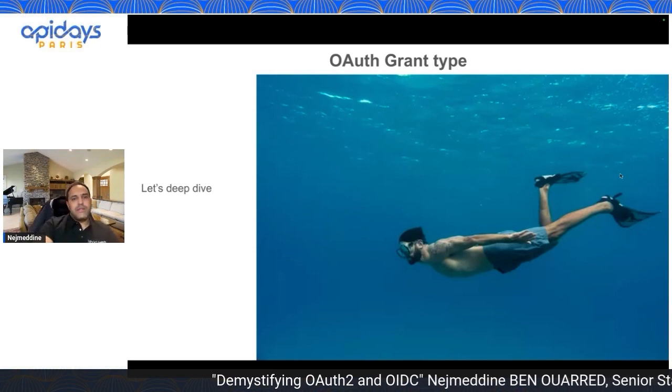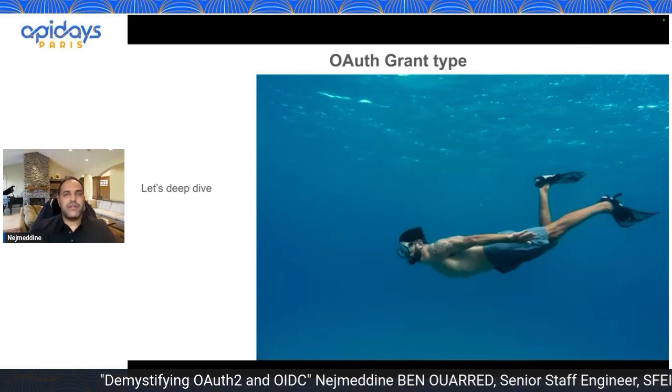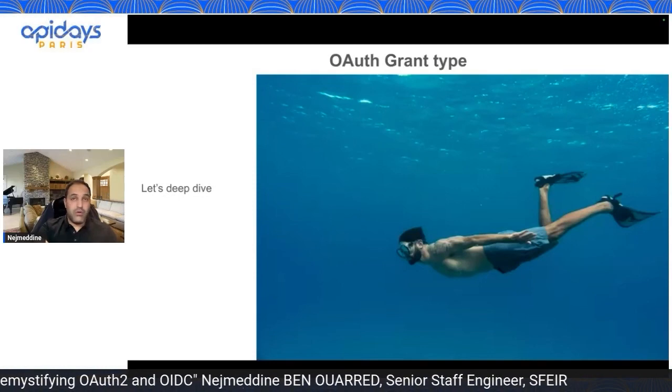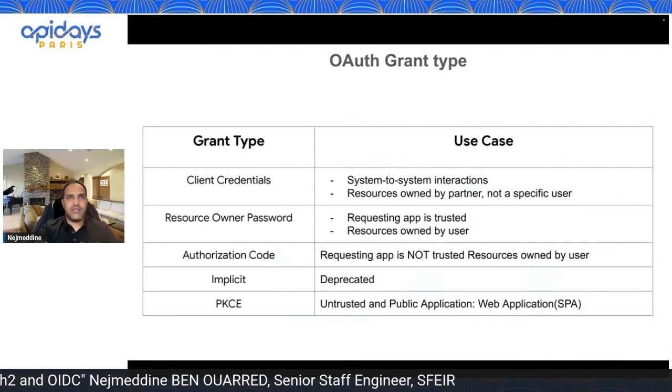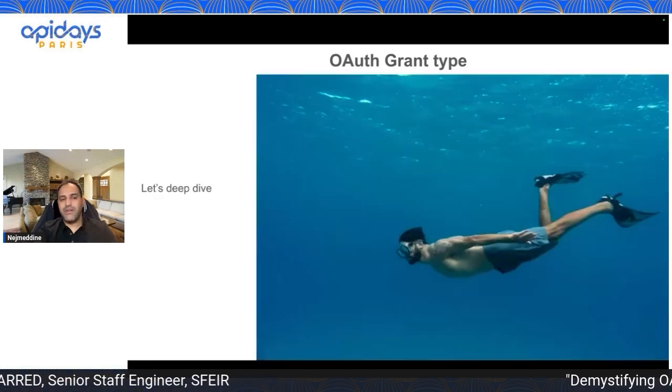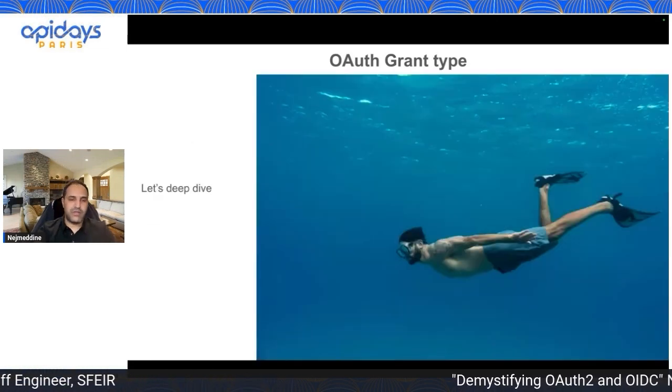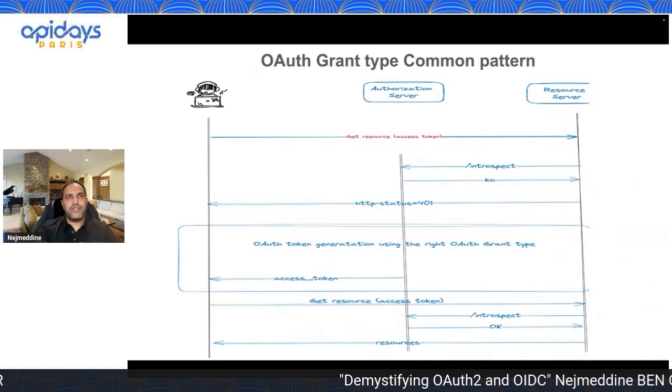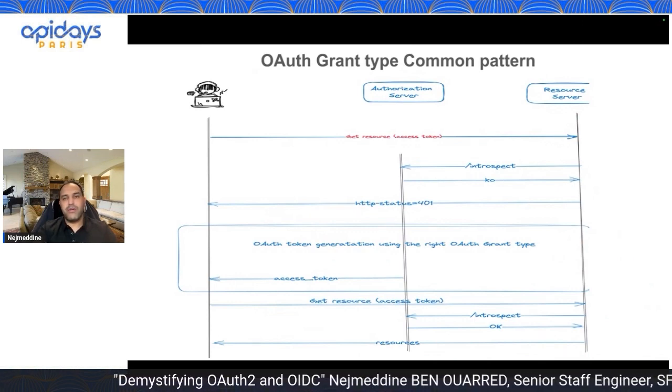Now let's deep dive into all these grant types. Since implicit is deprecated, I will not give any details on that. The first one is the authorization grant type.